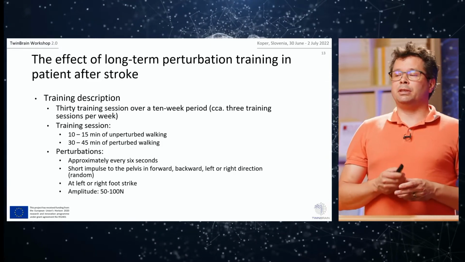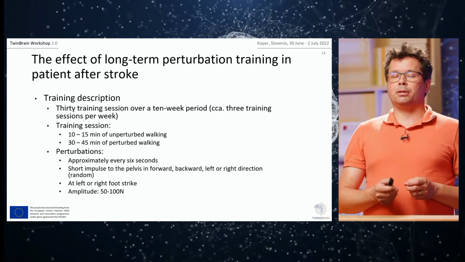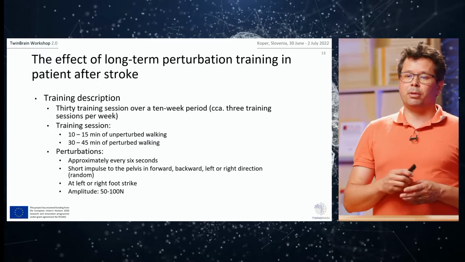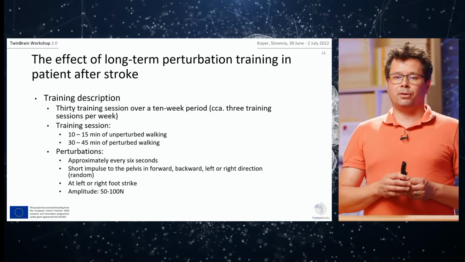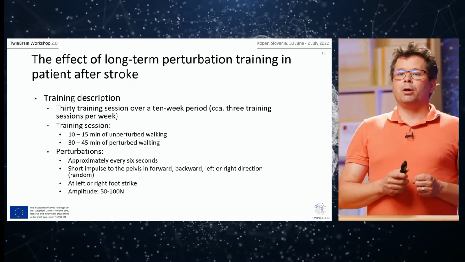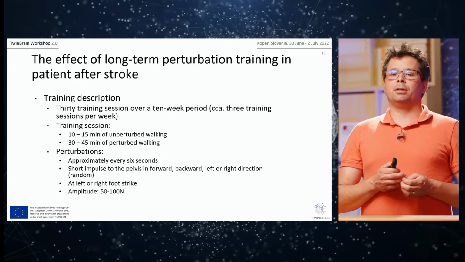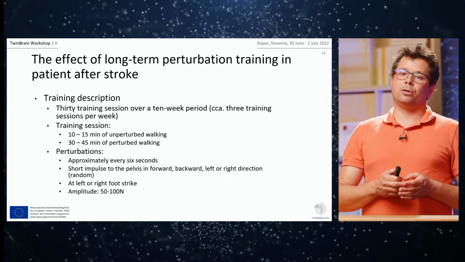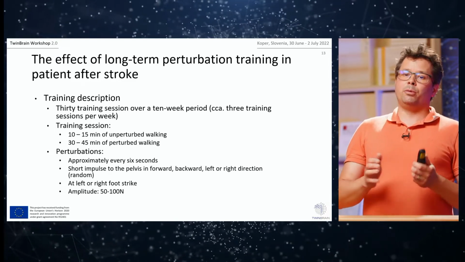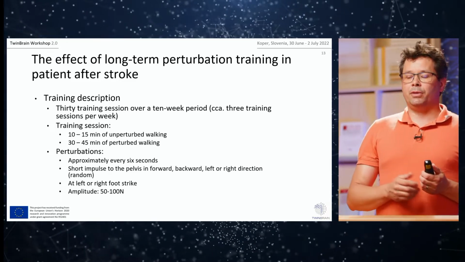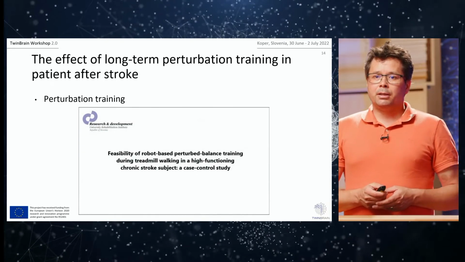Perturbations were delivered approximately every 6 seconds in the inward-outward direction, so left and right direction, forward and backward direction, and the direction of the perturbation impulse was randomly selected. The perturbation impulses occurred either at the time of the left or the right foot strike, and the amplitude varied from somewhere between 50 and 100 newtons, 50 at the beginning of the training and 100 towards the end of the training. And this is how the training looked.